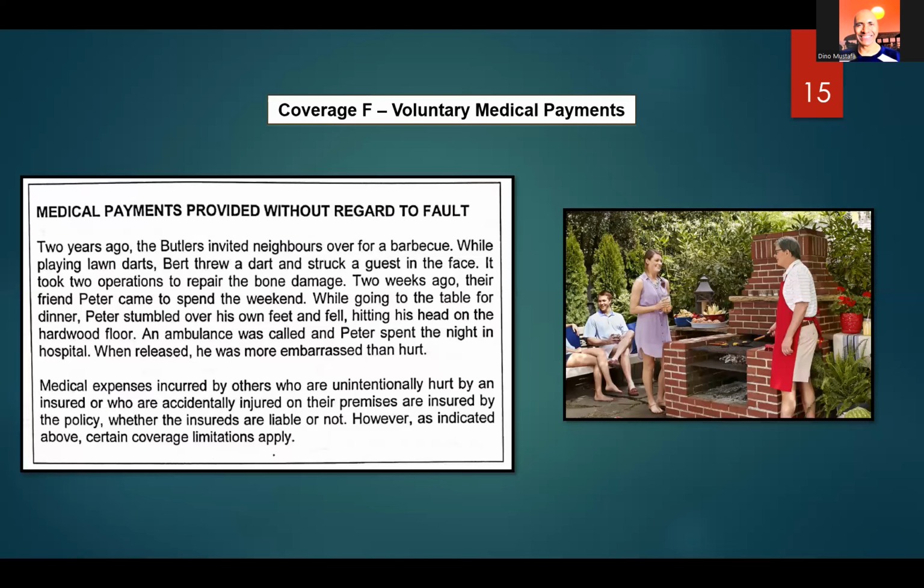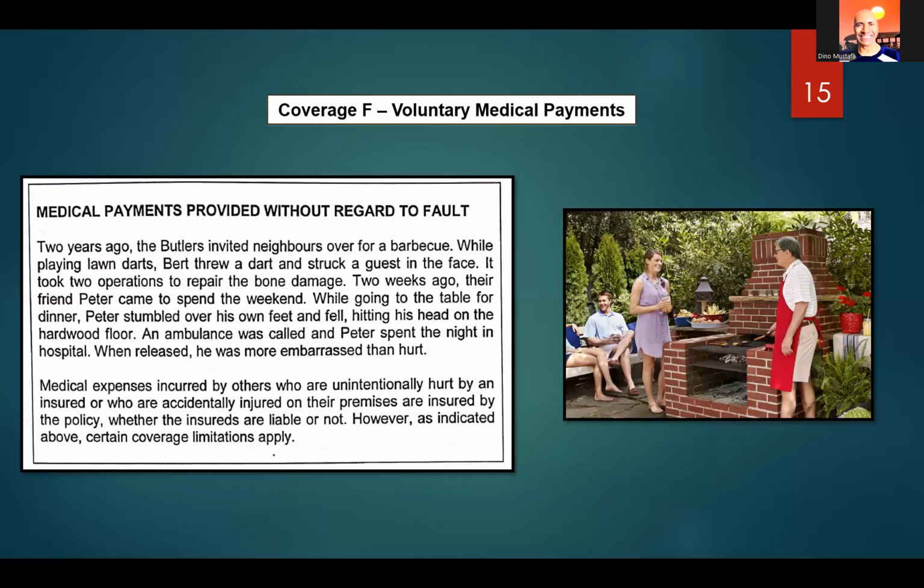Two years ago, the Butlers invited neighbors over for a barbecue. So the neighbors are in their home for a barbecue. While playing lawn darts, Bert, who is the host, threw a dart and struck a guest in the face. So he's always a troublemaker. Okay, Bert. It took two operations to repair the bone damage.